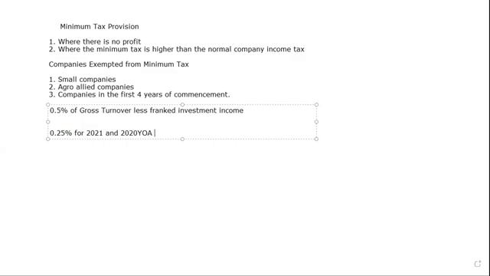So the thing is that we can't apply the tax rate on the profit because there is no profit. So in that instance, the person will be assessed to tax based on minimum tax provision. Any question?